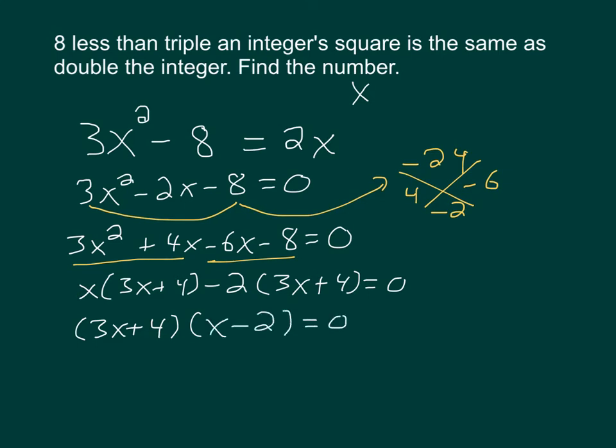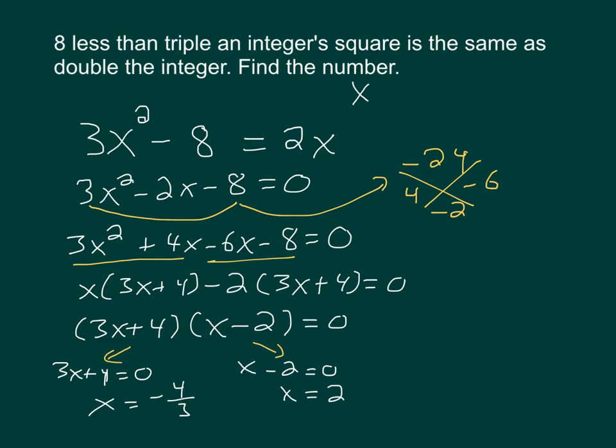Now I can use the zero product property, so I split them up into two different equations. 3x plus 4 equals 0, and x minus 2 equals 0. If you solve each of these, you get x equals negative 4/3, or x equals 2.